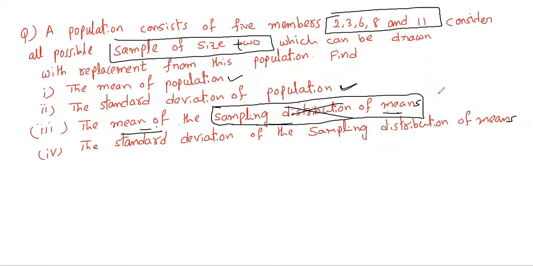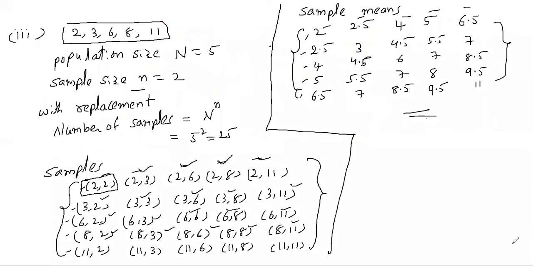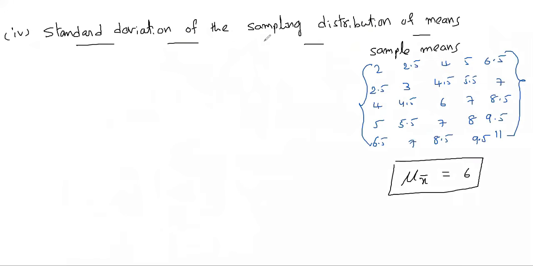Third question completed. Fourth question: standard deviation of sampling means. Whose standard deviation do we have to find? The standard deviation of the sampling means. You can remove the word distribution if you want. We have to find the standard deviation of sampling means.